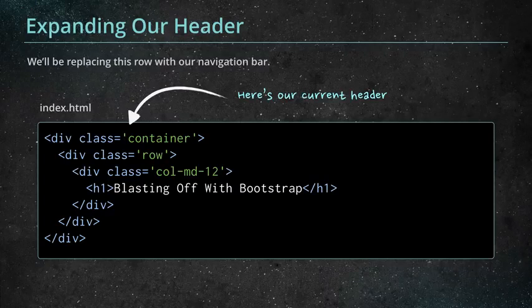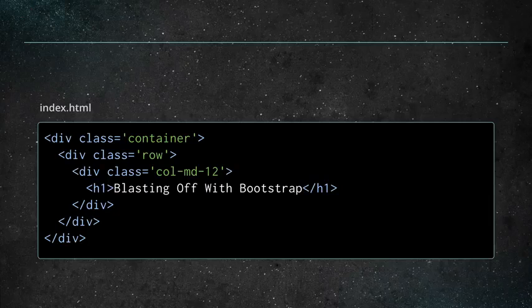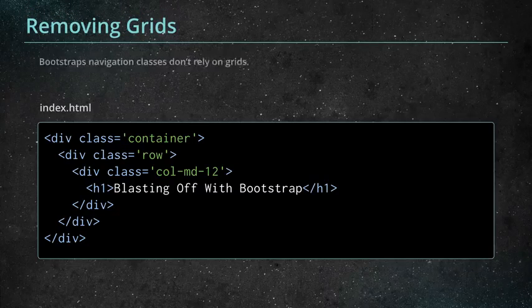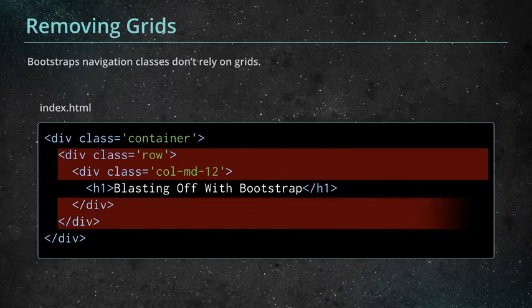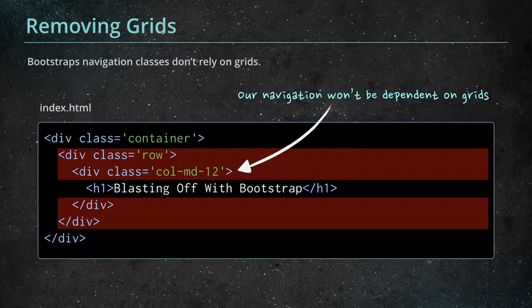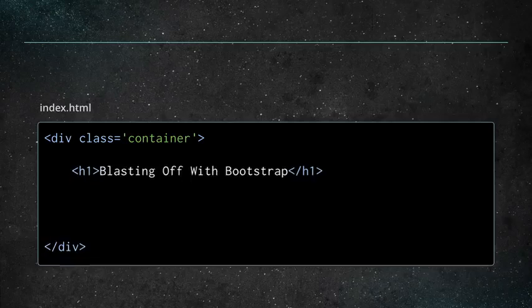One major difference for our navigation is that we will no longer be using a grid system. Because of that, we can remove our row and our col-md-12 elements altogether. So why aren't we using a grid here? Well, we'll want the width of the elements in our navigation to be determined by their content rather than by a grid system. We'll see how that'll allow us to build a more flexible navigation throughout this section.